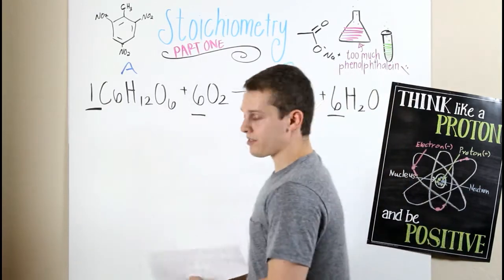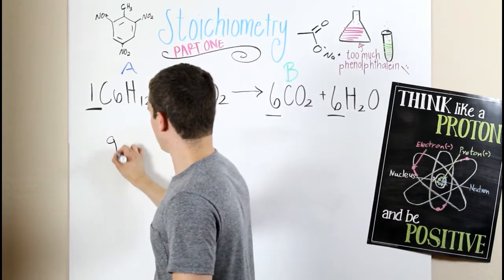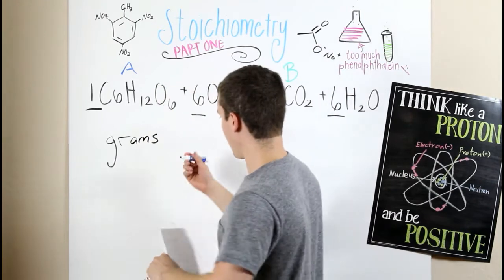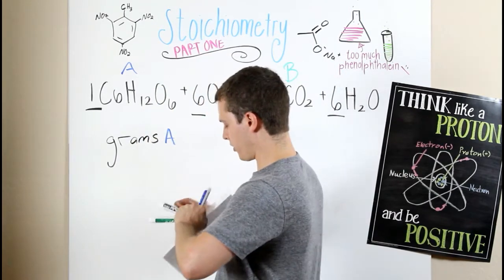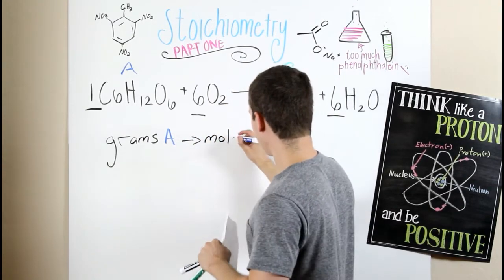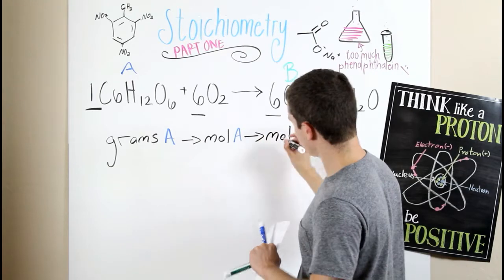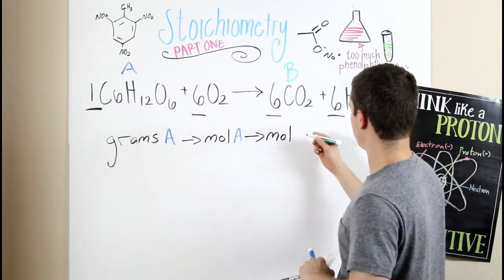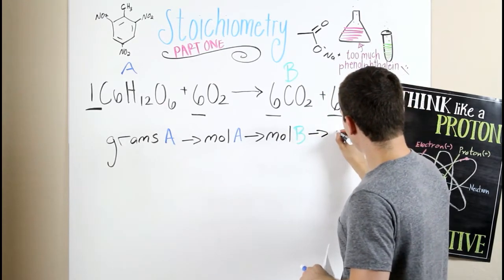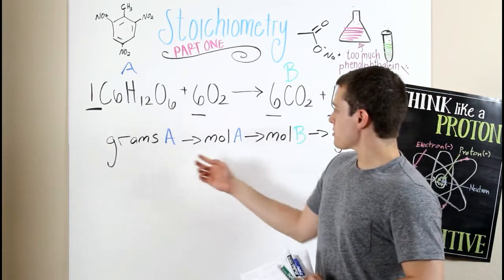Now, typically we're going to start with grams of thing A, substance A. And we're going to convert that to moles of substance A. And from there, we convert this to moles of substance B. And finally, we end with grams. Alright, so we can say grams to moles, moles to grams.